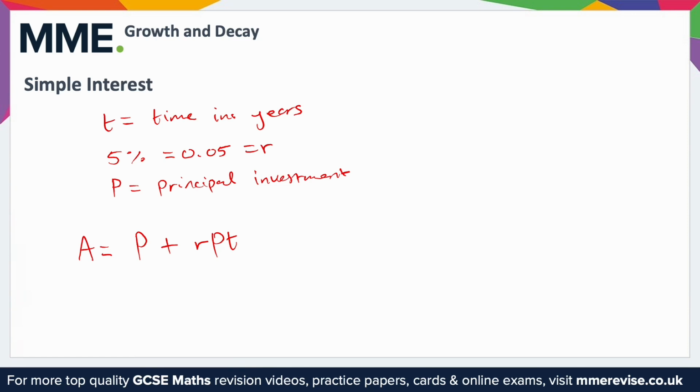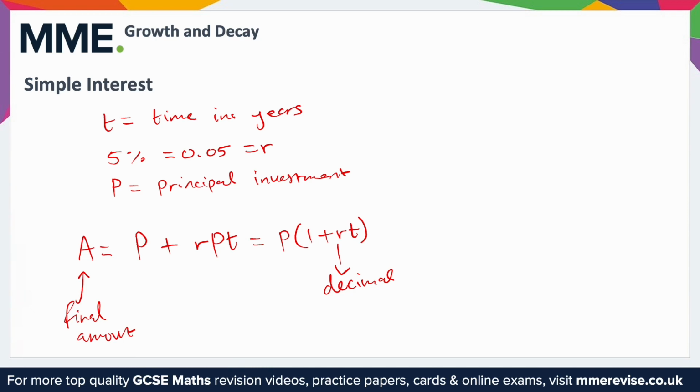Or, to make it slightly easier to use, we can factorize this to P times 1 plus RT, where A is the final amount after however many years. It's important to remember here that R is a decimal, not a percentage. So most problems are going to give you a percentage, so it'll say like the interest rate is 10% or 5.2% or something like that. You need to convert that to a decimal.